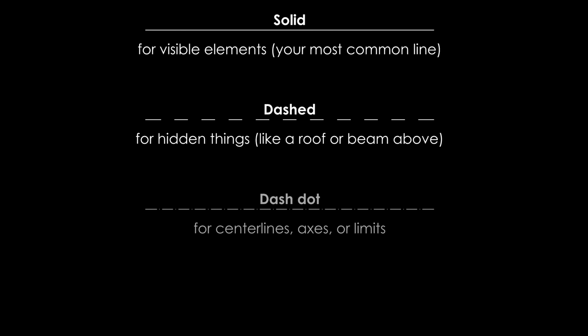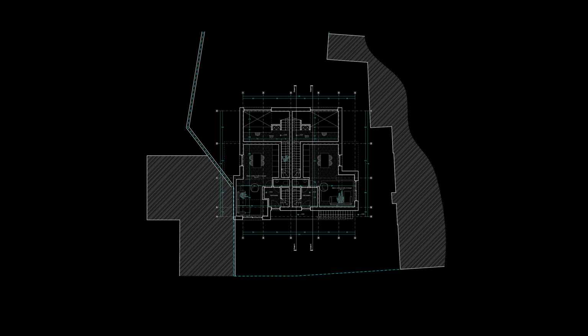Then we have the dot dashed line. This is reserved for imaginary lines. So center lines, axes, and limits, such as property limits. In this plan, for instance, the property limit is drawn with a strong dot dashed line. So are the structural axes.